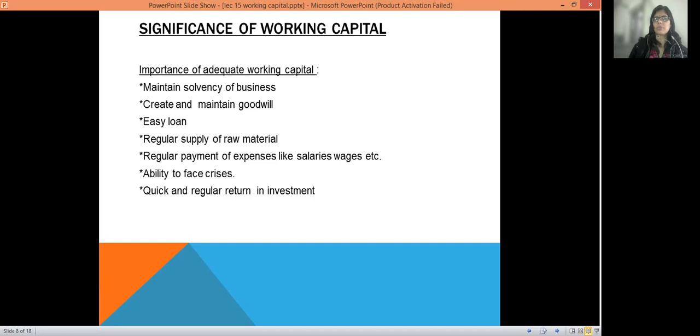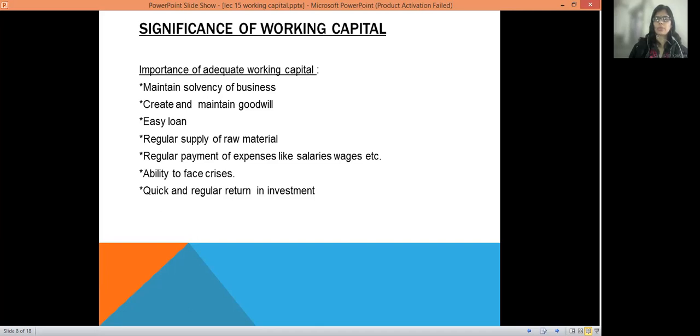Next one is regular supply of raw material. Actually, regular supply of raw material is a must for the existence of any business. You may be providing a very good quality product, but if your supply is not regular, you are not satisfying the customers regularly. So there is no one who is waiting for a product.